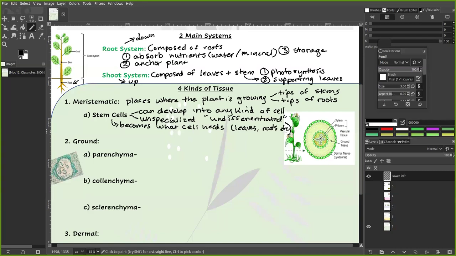Now, the second kind of tissue we're going to talk about is ground tissue. Now, this is the most common tissue in a plant. And it has some different functions. The first kind of tissue is parenchyma. Parenchyma provides storage. And of course, what is the plant producing that it needs to store? Well, starches, which are complex carbohydrates, and oils for the most part.